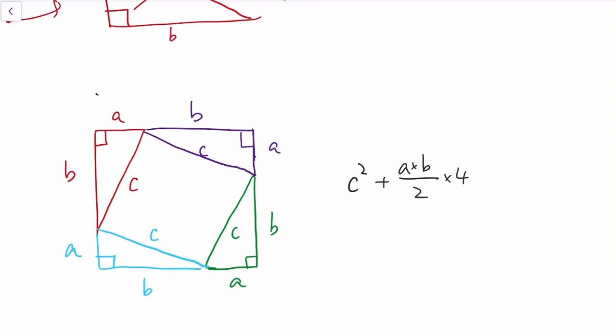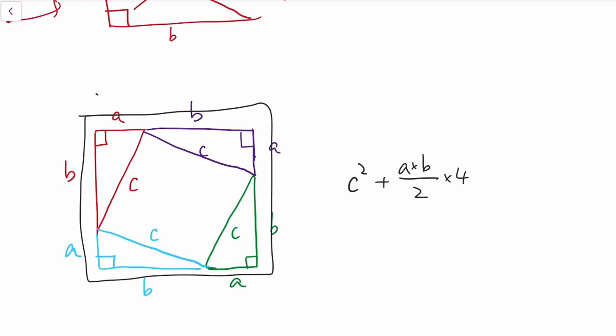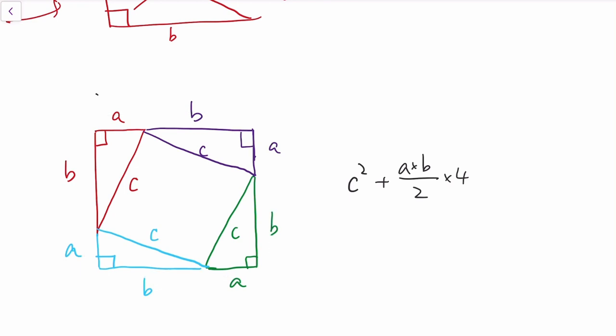But you can also look at the whole picture as one big square, right? This is one big square. So the area of that one big square would be the side length, which is A plus B, times the side length, so we square that. And the 2 different ways of calculating the area of this picture should give you the same result, so they equal to each other. Then we'll do some algebra.